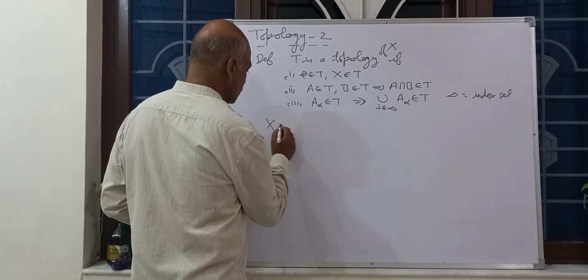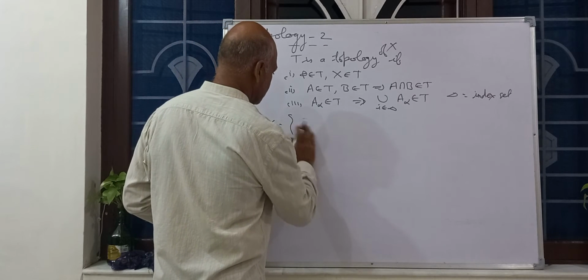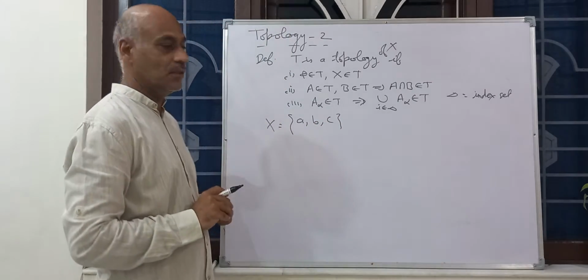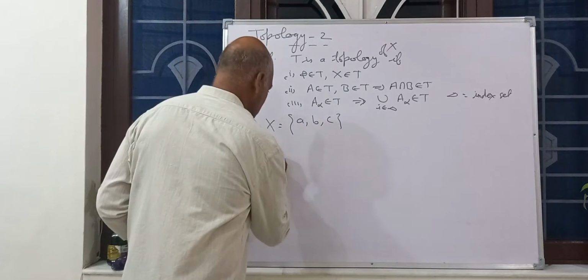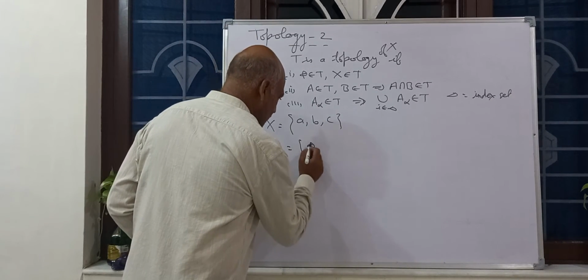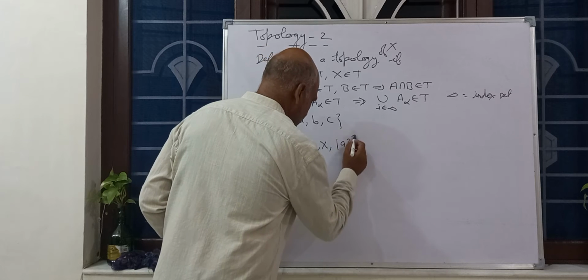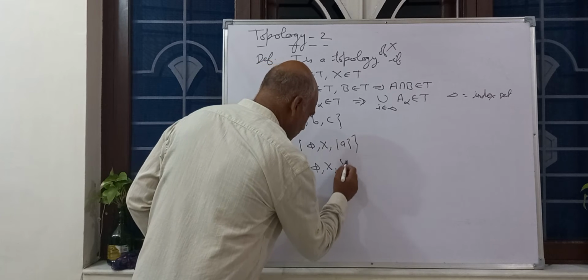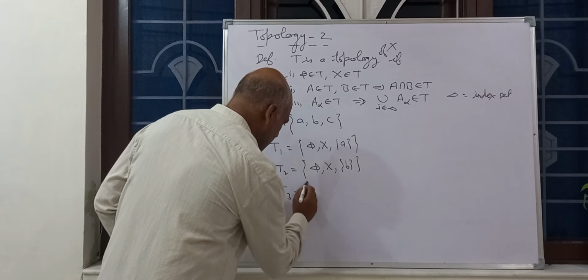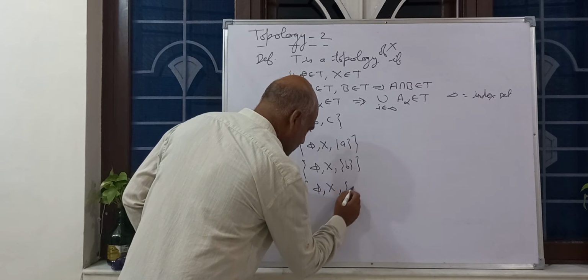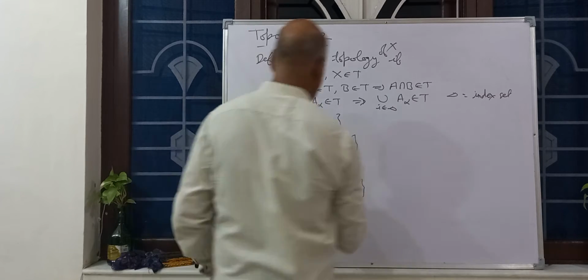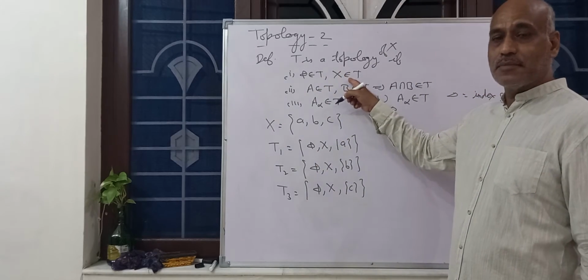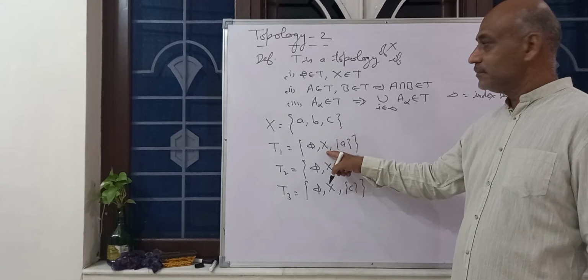Suppose X is equal to A, B, C. This is a set. So what are the topologies? Suppose T1 is equal to phi, X, A; T2 is phi, X, B; T3 is phi, X, C. Phi, X, A is a topology because the first condition is satisfied: phi belongs to T, X belongs to T.